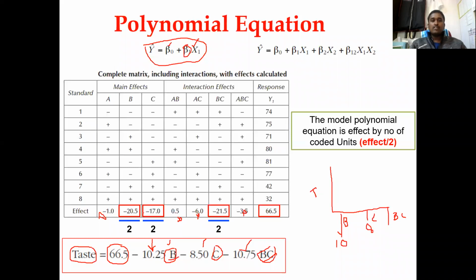Usually in a polynomial equation, the effect will be divided by 2. We don't know exactly what the reason is, but usually the effect will be divided by 2. They say here the coded value units, because we have minus and plus. Each of B and C has minus and plus. Since two values are there, they are dividing by 2. Or else usually they will not divide by 2. They will usually write it as a y is equal to mx plus c equation. So that is the meaning of polynomial equation.